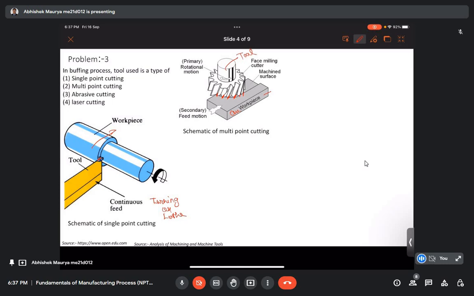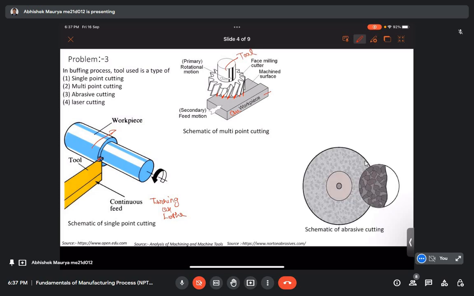What is abrasive cutting? Okay, in abrasive cutting, what happens here? We have small abrasive particles stuck on, let's say, a wheel. Basically, small abrasive particles are bonded to each other on a wheel.